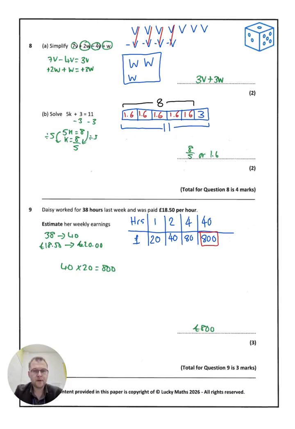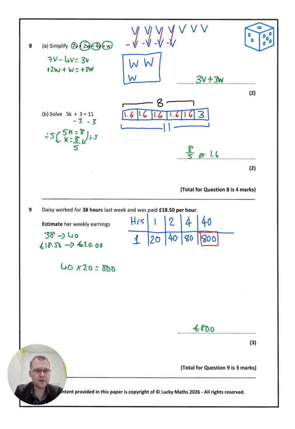Simplifying here, I've used the technique of drawing out 7 V's and then below, minus 4 V's, to show that positive 3V is left over. 2W plus W is quite simply going to be 3W, and again, plus 3W, to give 3V plus 3W.